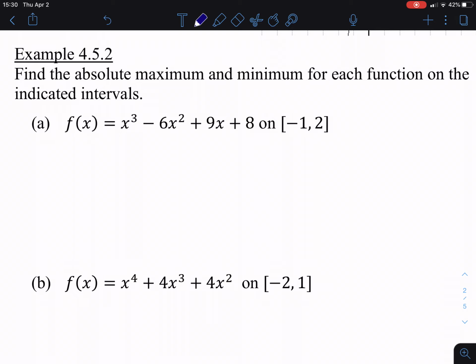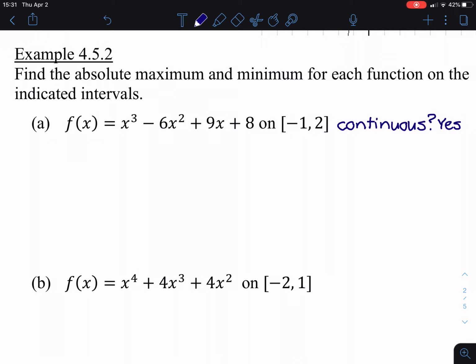So the first thing to ask is, is this function continuous on my closed interval? Well, we have a polynomial function, and a polynomial function is continuous everywhere. So I know that it's continuous, and therefore I'm going to be able to use my theorems about absolute maximums and absolute minimums to go ahead and find those.